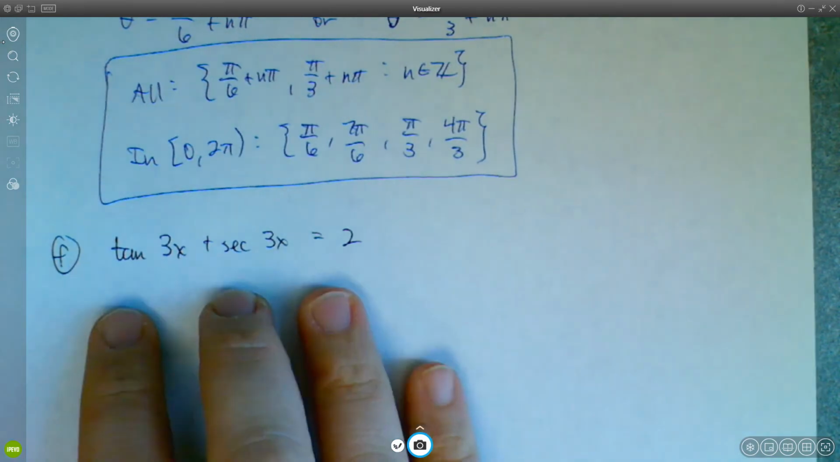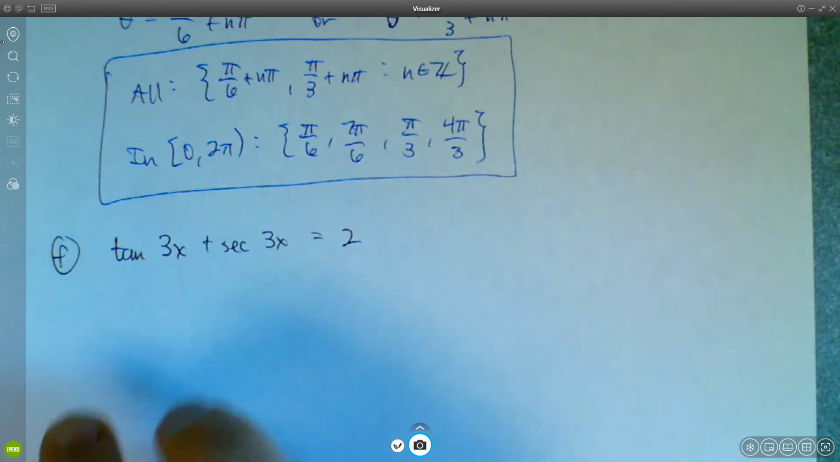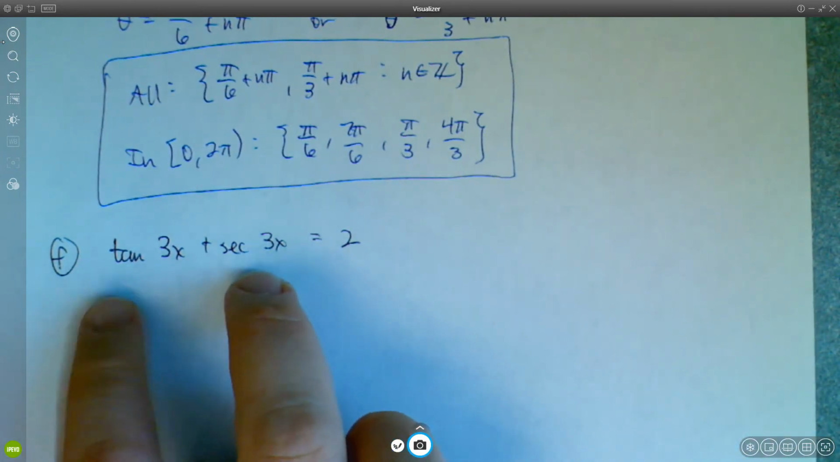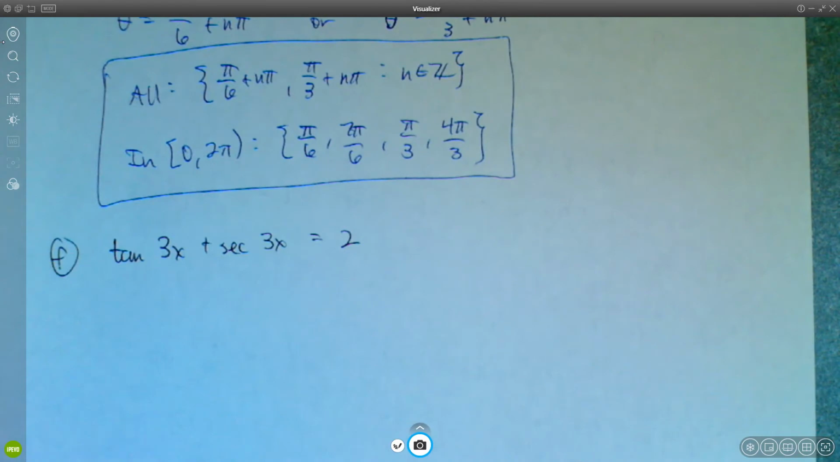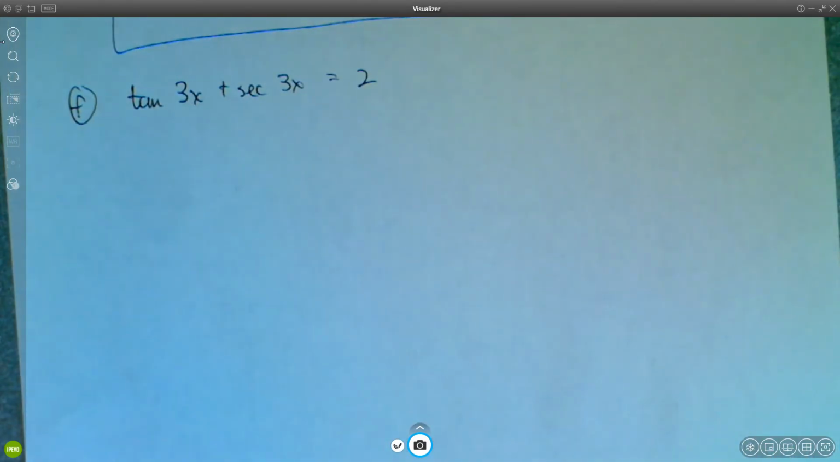But there's nothing really to factor here. Even if you move over the 2, you're not going to be able to factor this. So you need to use some kind of identity that relates tangent and secant together. And I think we saw that in the previous section. I think in 6.2 I did one kind of similar to this. So you're going to do a similar thing.